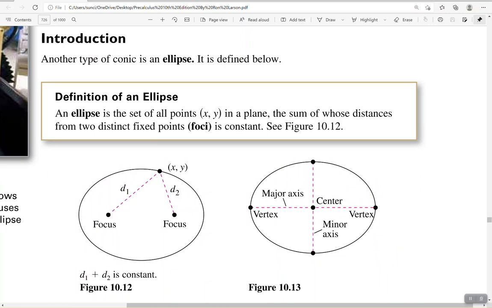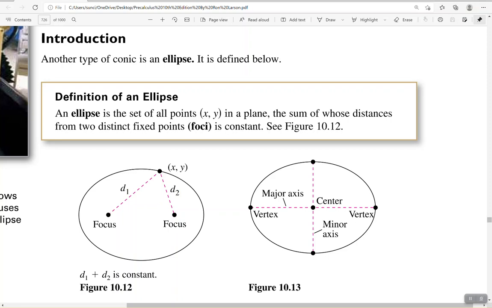Definition. An ellipse is a set of all points x, y in a plane, the sum of whose distances from two distinct fixed points, the foci, is a constant. So we have two focuses, right? They call it foci. So imagine that you have a string between these two foci.